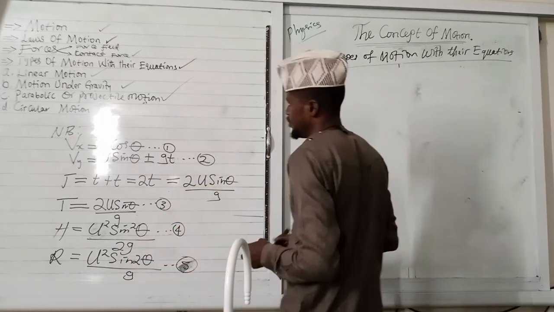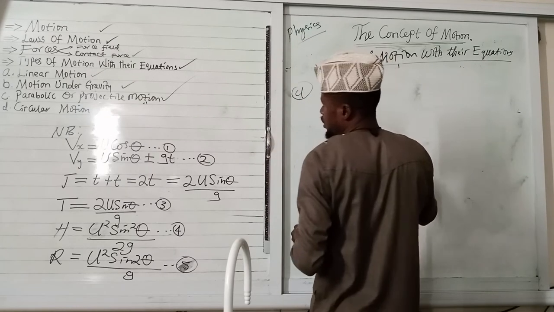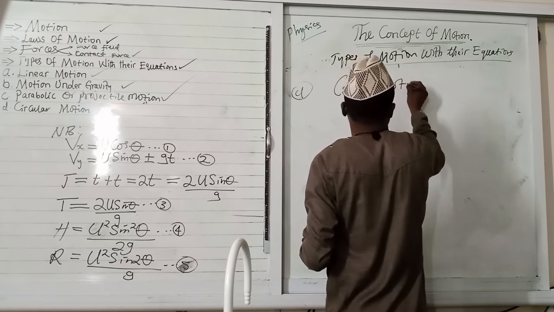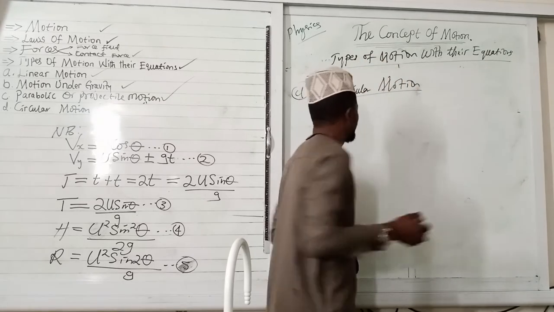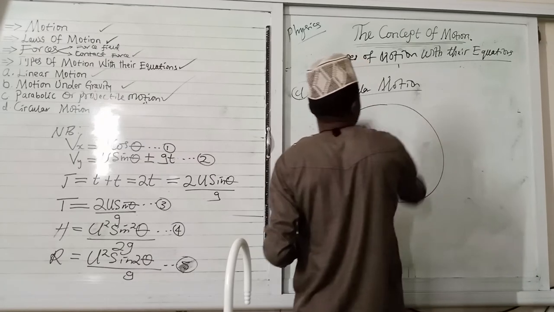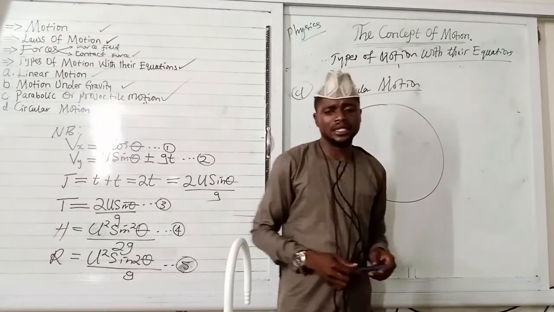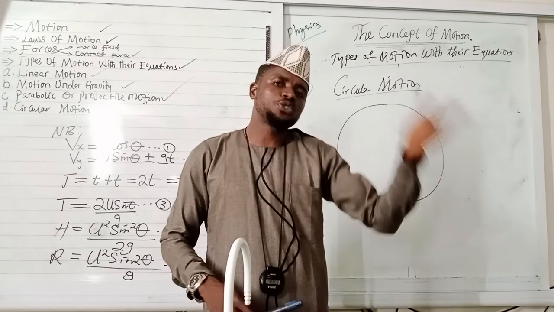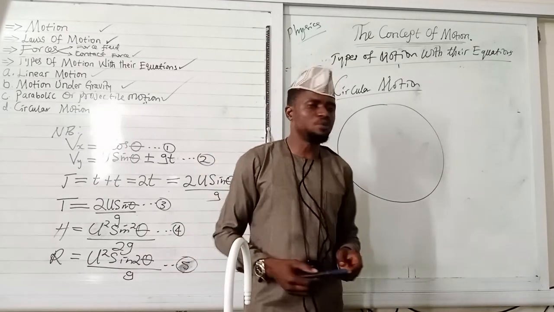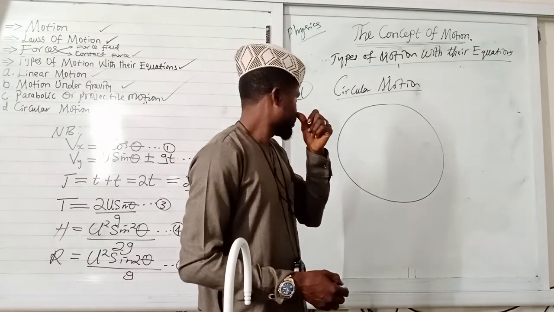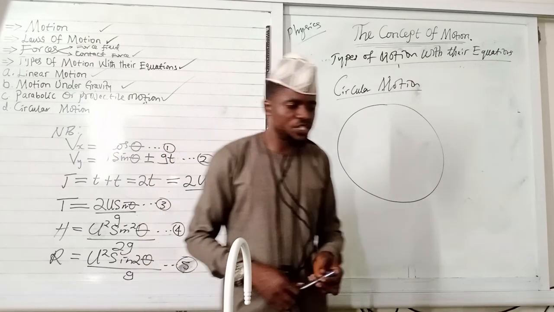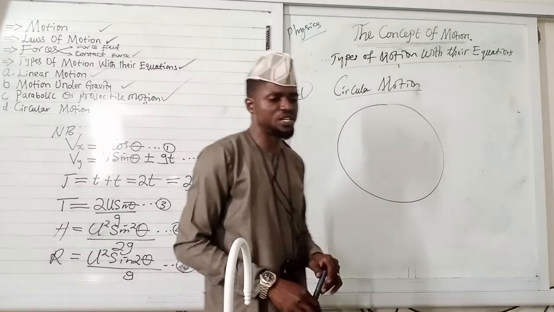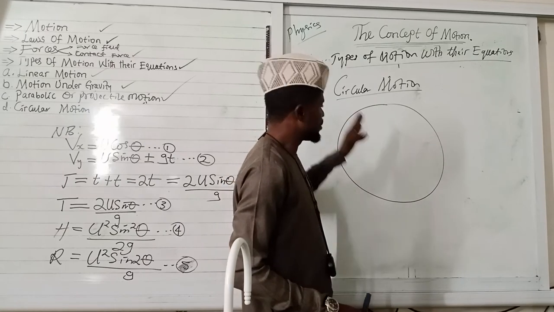So we are done with this. D, the last point on the ball, circular motion. Yes, the force, all planetary motion, the earth revolving about the sun, the moon rotating about the earth, they are all practical examples of what? Circular motion. And so force can also make an object to move in a circular manner. And so we also have peculiar equations for such type of motion.